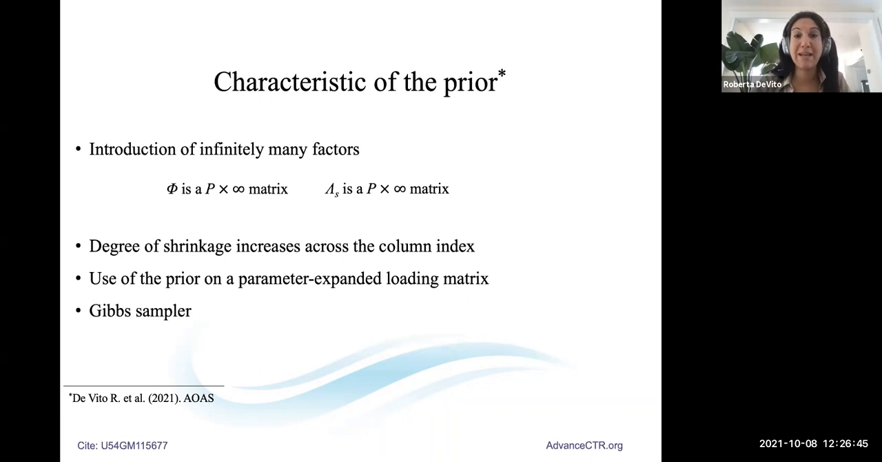So we are introducing many factors. As I told you, the degree of shrinkage increases as the column index increases. And this is quite true in big data. If you think about genomics, if you add more factors at the end, you will not find anything. You will not find any signal remaining, adding extra information. So this is quite similar to the truth. And for the algorithm we are using fast and efficient Gibbs sampling. So we also have fastness.